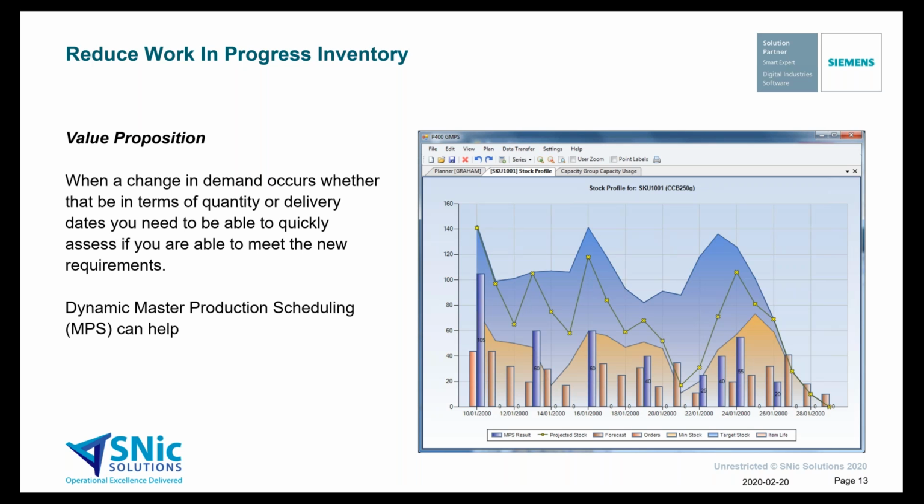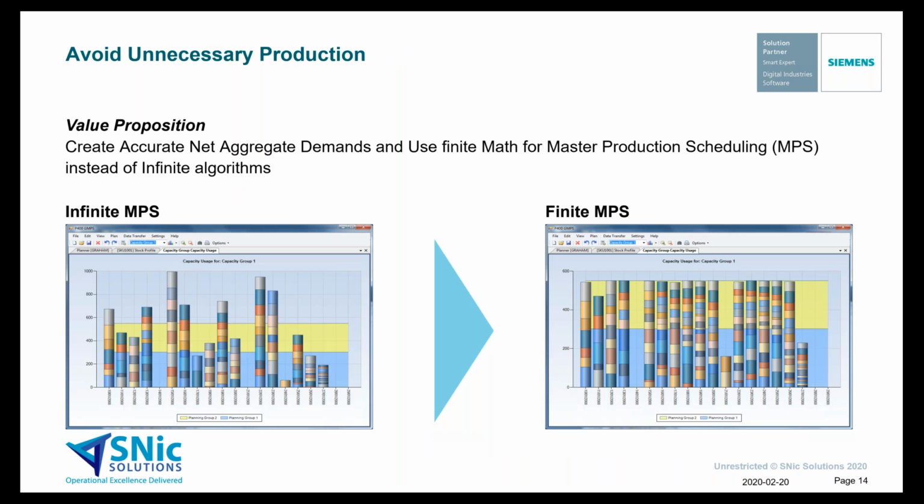But the fact is that, can we dynamically look at those parameters, change them, and make sure that we are not unnecessarily creating work in progress inventory, or unnecessarily manufacturing what we may not need. The other area is avoiding unnecessary production.